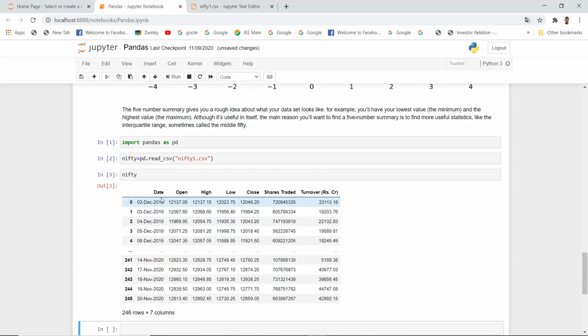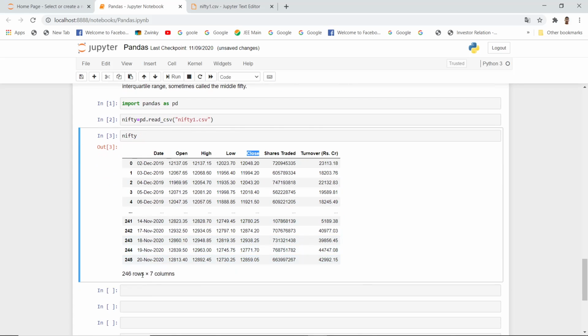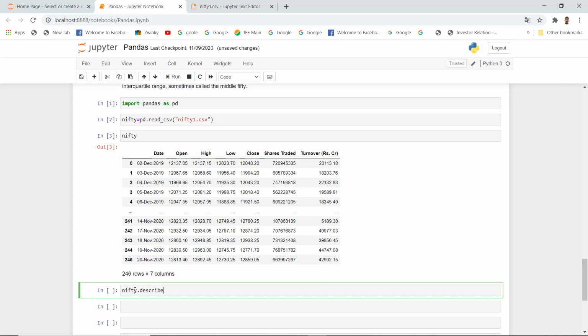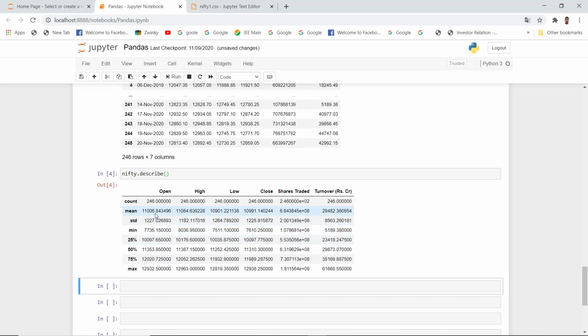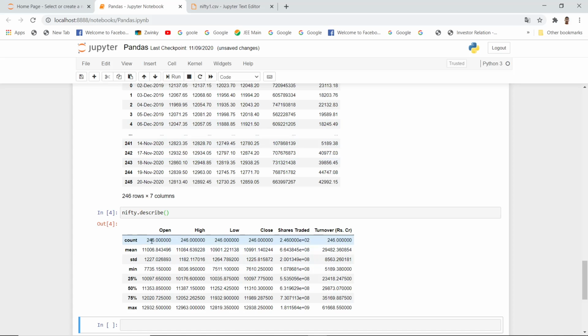This is our data. It contains open, high, low, close, all the values. So what we could do is call the describe method. This describe method returns the count, mean, standard deviation, minimum, 25th percentile, 50th percentile, 75th percentile and maximum value for all columns of this data frame. Look, it returned. The total number of rows is 246, and let's go to the close.